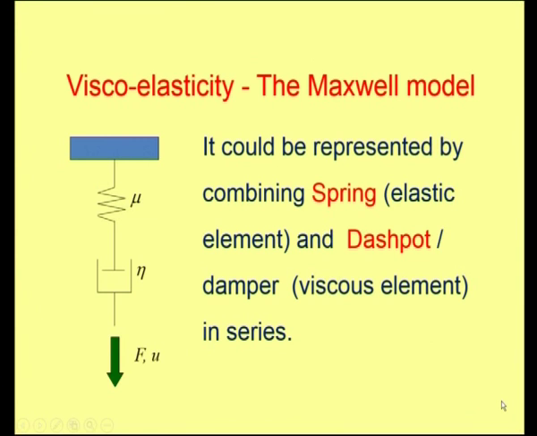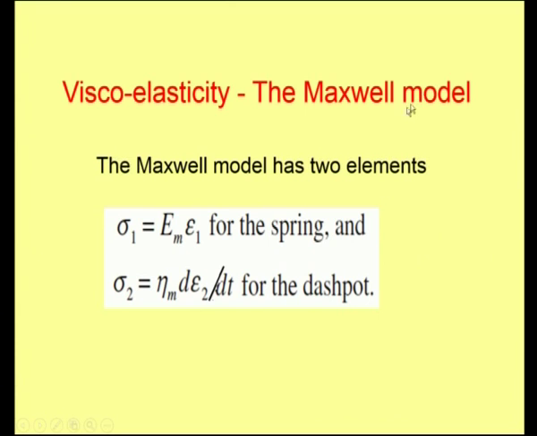Now the Maxwell model could be represented by combining the spring for the elastic element and the dashpot for the viscous element in series. This is connected in series, and now a force F is applied in this direction. First we will see the Maxwell model. The Maxwell model has two elements, one for the spring, another for the dashpot. The spring will be subjected to a stress sigma 1, which is given by the product of E suffix m, which is the spring constant, and epsilon 1, which is the strain that the spring is subjected to.